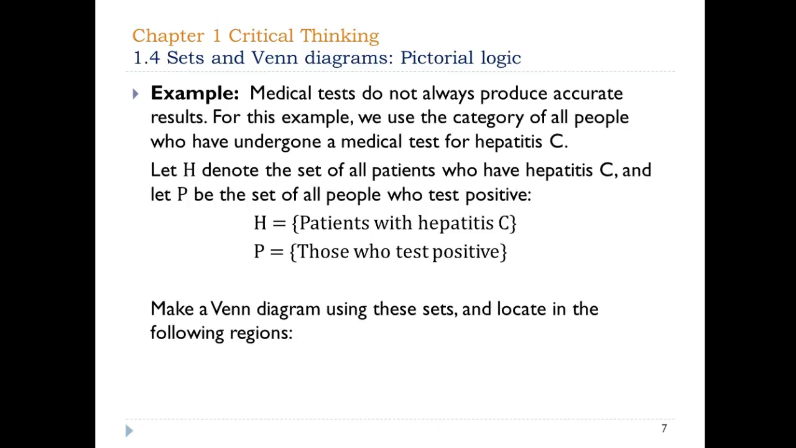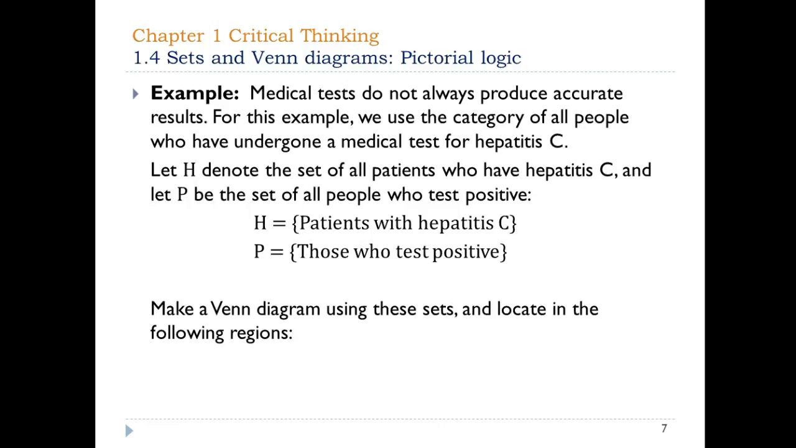Medical tests do not always produce accurate results. For example, we use the category of all people who have undergone a medical test for hepatitis C. Let H denote the set of all patients who have hepatitis C, and let P be the set of all people who test positive. H is patients with hepatitis C. P is the set of people who test positive for hepatitis C.